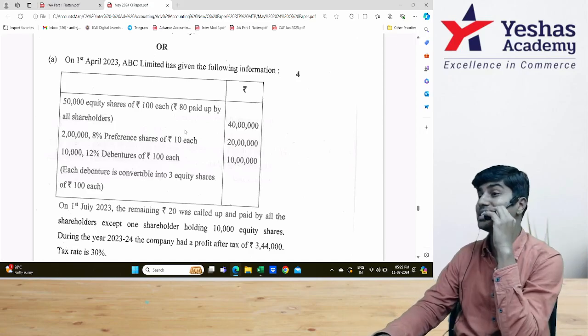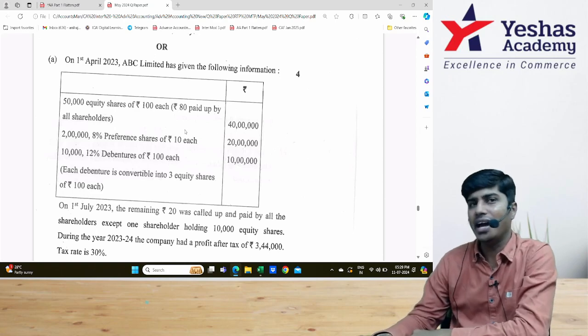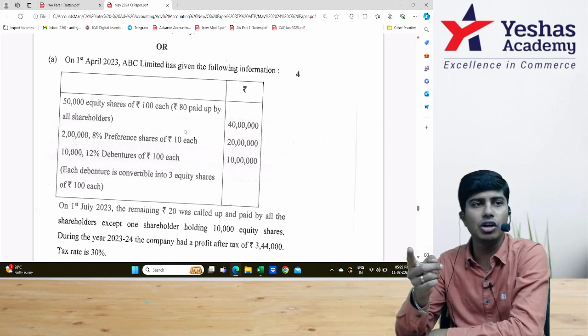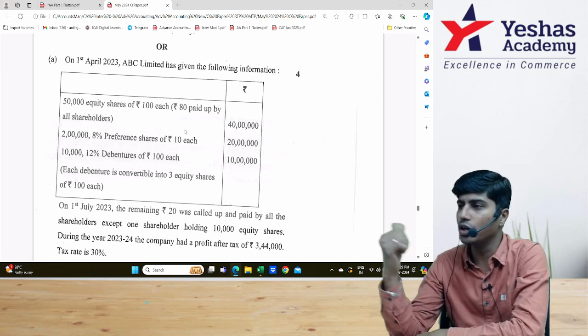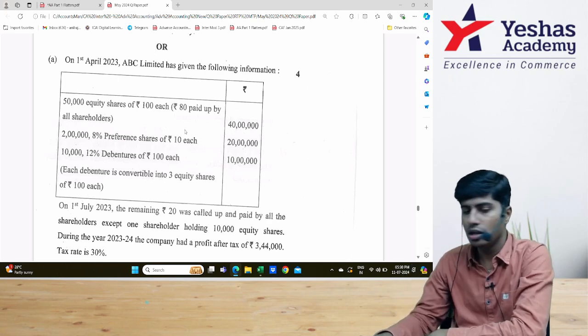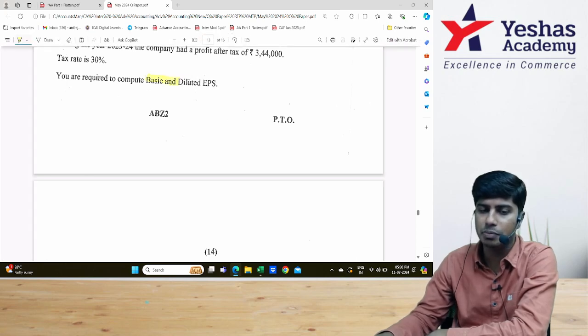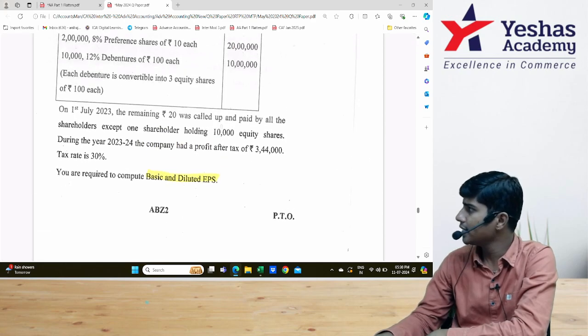We're now solving question 6A from our May 2024 examination question. 6A had two options. You could have done one on Accounting Standard 19 Leases, or you could have done one related to AS 20 EPS. This is a 4-marker question. They have asked you not just to compute basic EPS, but also to compute diluted EPS. That's okay. Let's get started.